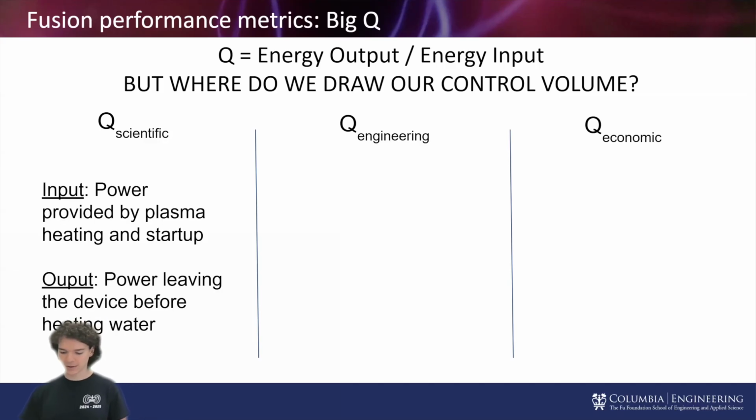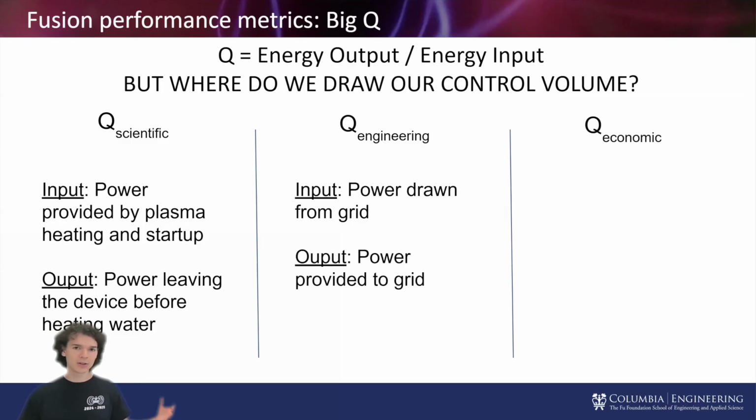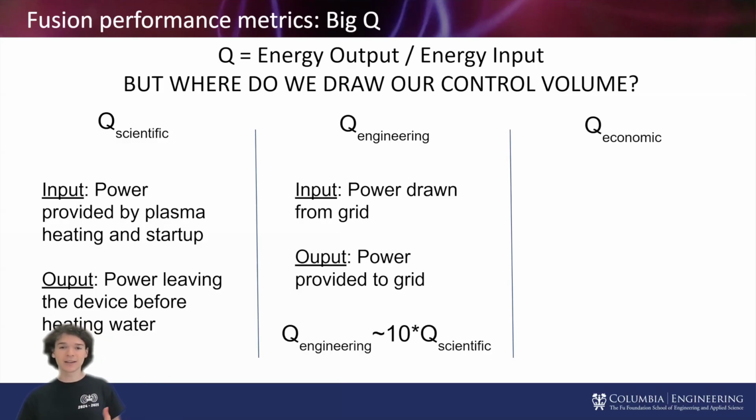So for Q scientific, we say that the input is the power provided to actually heat and start up the plasma, and the power outputted is the power that leaves the device before heating the water. So you can imagine a control volume that's exactly around our plasma almost. That's the scientific one. For engineering, the Q engineering is the input power drawn from the grid, and the output power is the power provided to the grid. And this roughly equates to about 10 times the scientific.